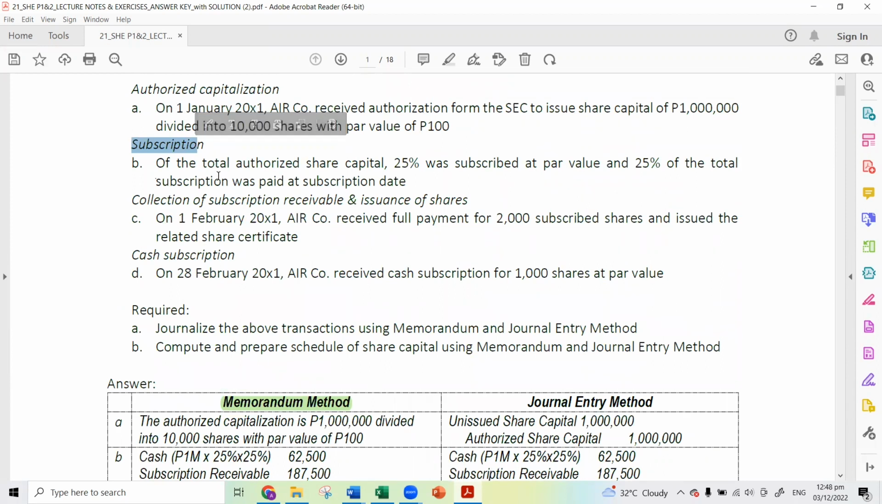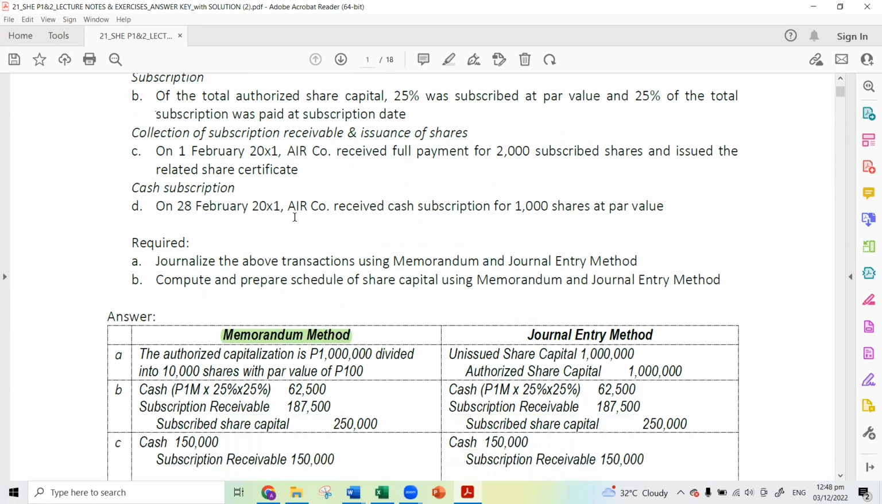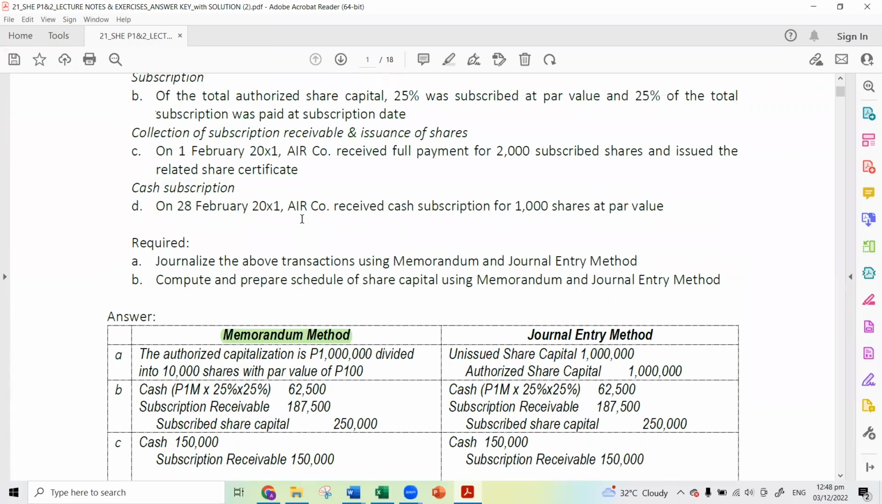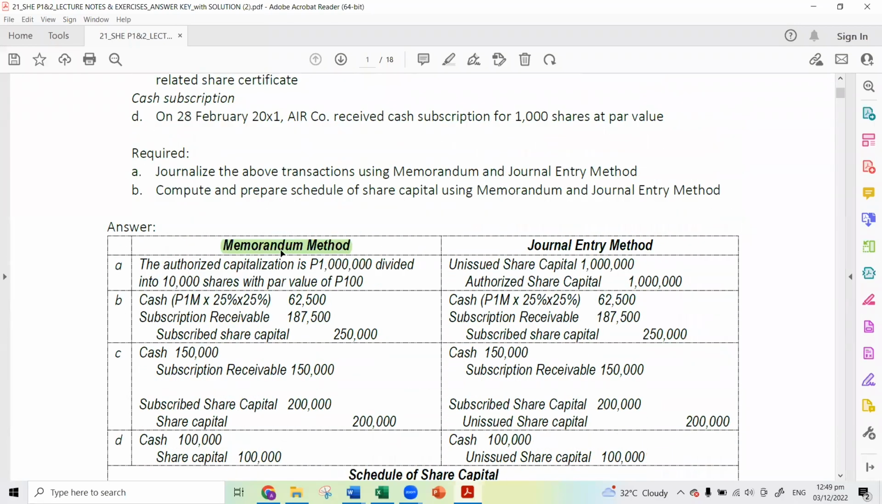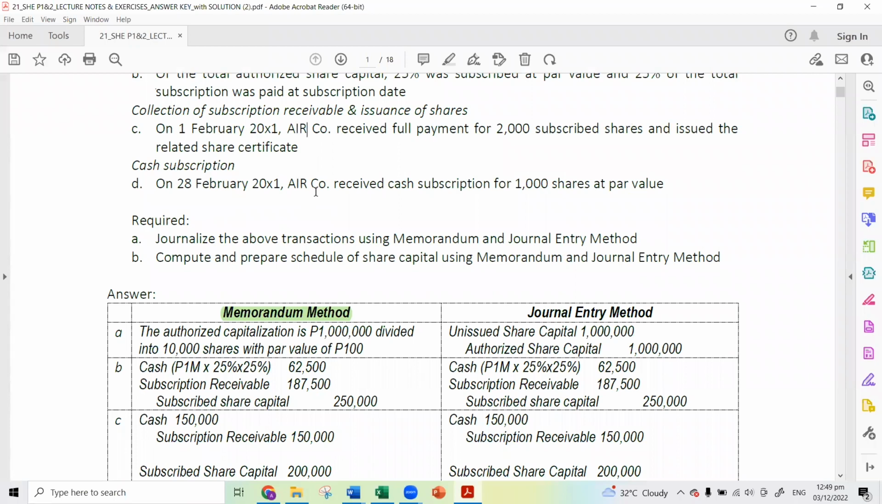Pag dito naman sa collection of subscription receivable and issuance of shares, on February, the company received full payment of 2,000 subscribed shares and issued the related share certificate. So meron ng issuance, okay? Meron ng issuance ng share dito, okay? So the subscription here in item C, okay, sabi niya dyan, 2,000 subscribed shares and issued the related certificate. Okay?